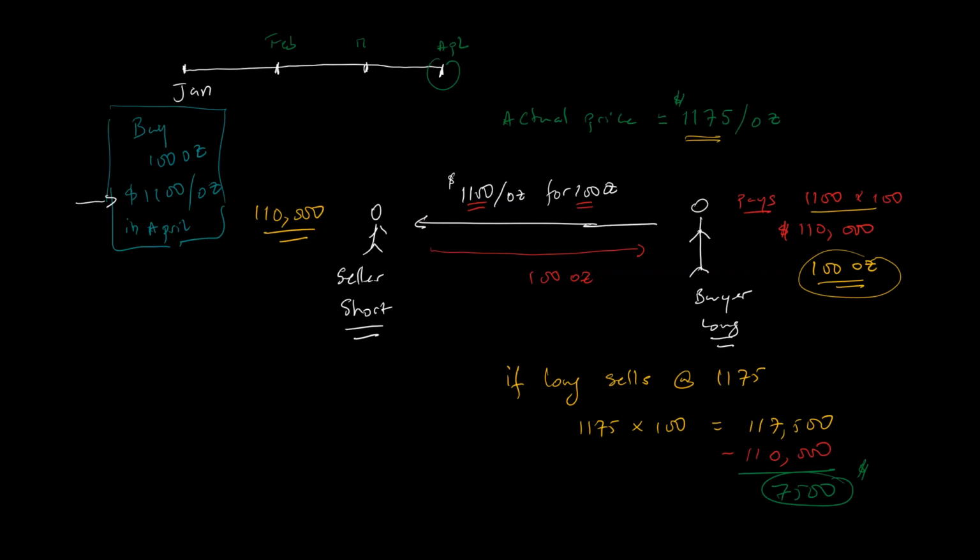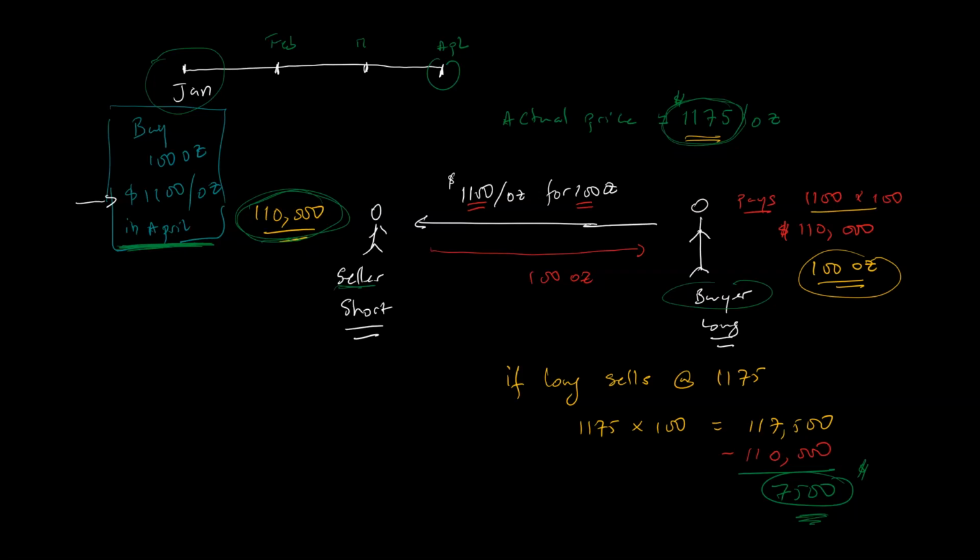Now, the buyer, I should say, the buyer made a profit of $7,500, not the seller, because we're working with the buyer here. The seller, on the other hand, could have sold the gold for 8,175, but because of the futures contract that the seller got into early in January, the seller could not sell it in the market for 8,175.